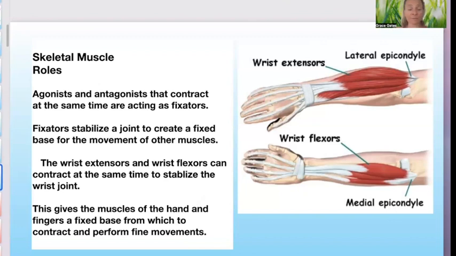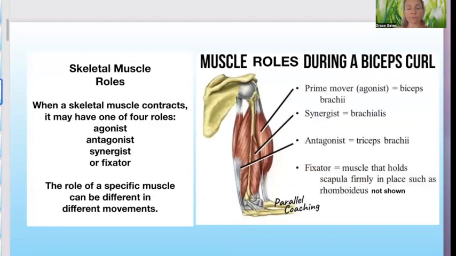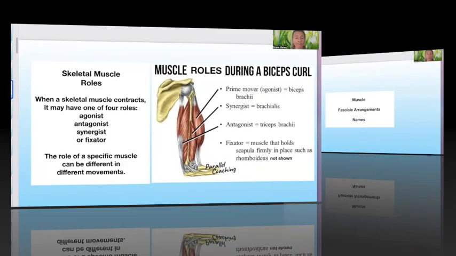All of that would be examples of the wrist extensors and flexors stabilizing the wrist joint so that the fingers could do their work. So just to review, now that I've explained, there are 4 different roles that a muscle can perform. It can be the agonist or prime mover in a movement. It can be the antagonist in the movement. It can be the synergist in the movement, or a fixator in a movement.